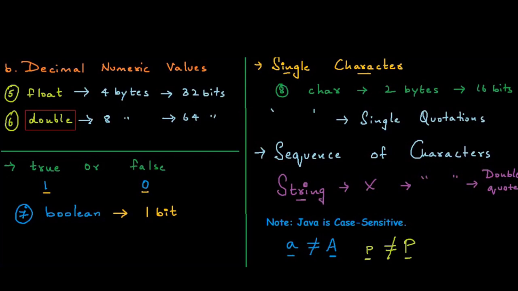Now your requirement: sir, I want to store a set of characters. Then it's string. Set of characters, sequence of characters, it is string. You always have to enclose the data in double quotes. And Java is case sensitive, guys, so it will always start with uppercase S. And if I want to store a single character, char. The memory size is 2 bytes, 16 bits, and enclose the data in single quotations. So this is all about variables and data types.